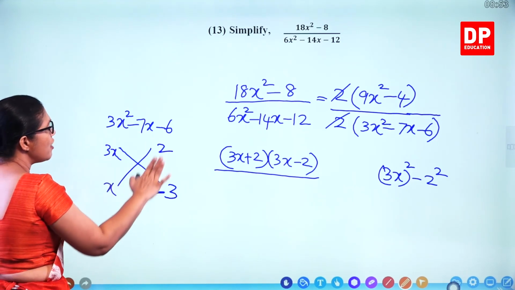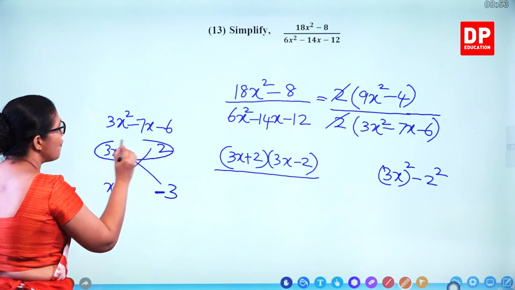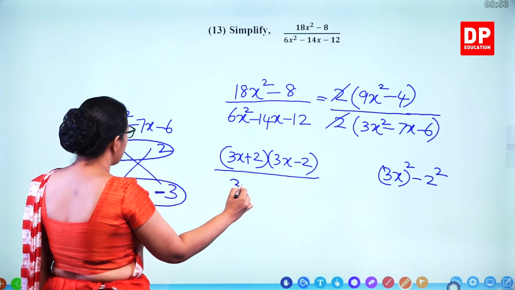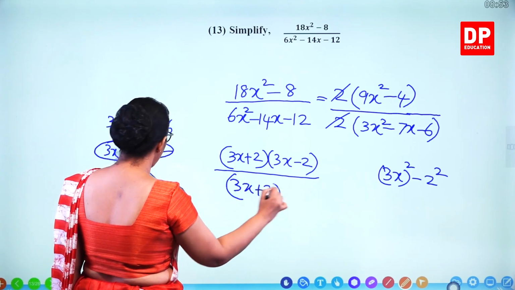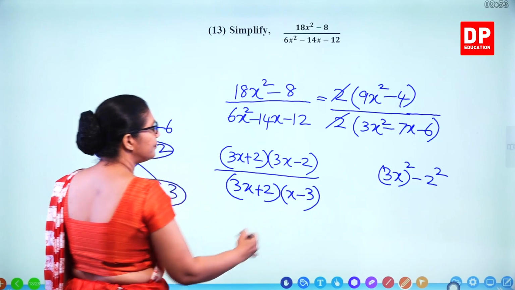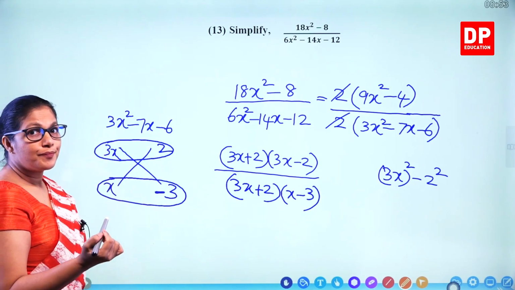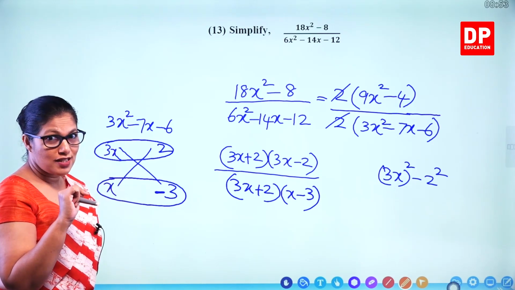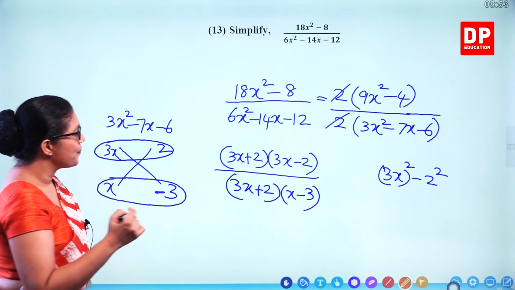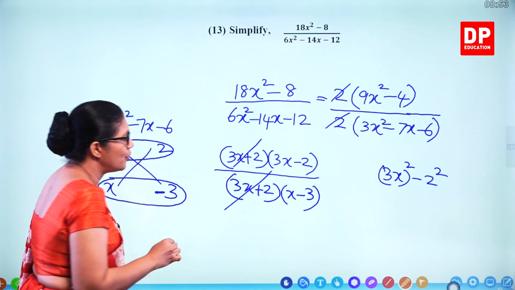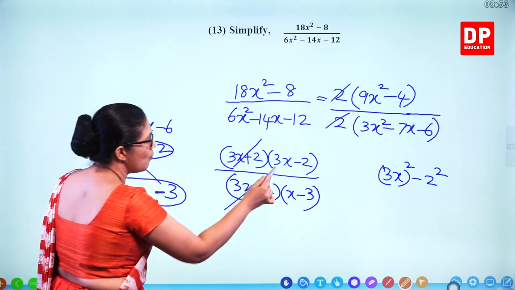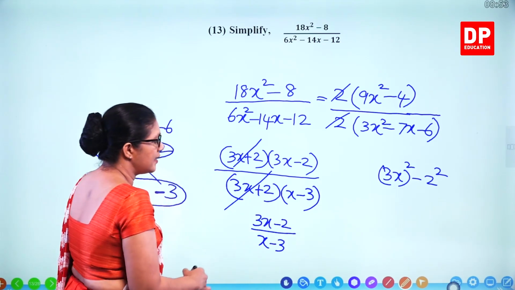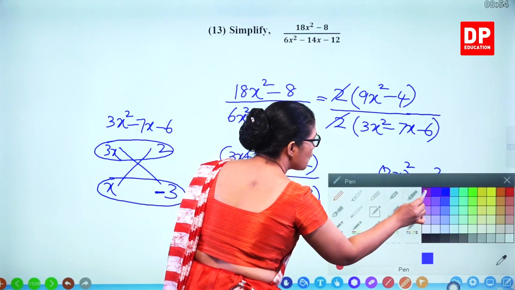After you arrange all these, you write down the factors this way. So what are the factors? 3x plus 2, x minus 3. So I explained this in the video, so you can watch it. So the short method is also there. So 3x plus 2, you can cross it out. Then what's remaining? 3x minus 2 over x minus 3. So you get 2 marks for that.